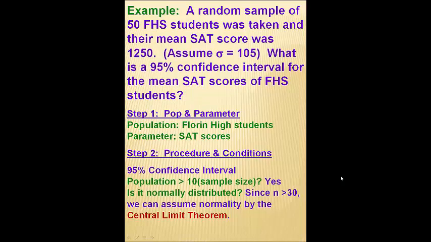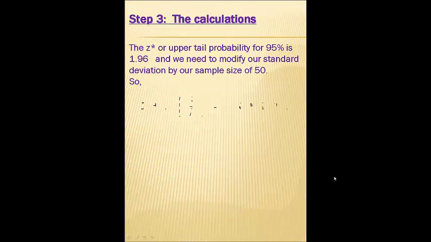The procedures and conditions: the confidence interval. Is the population greater than 10 times the sample size? Yes. Is it normally distributed? n is greater than 30, so we can assume normality by that. One thing we need to check for proceeding with caution is whether it says it was random. It does say it was a random sample, so we're good with that. So it's normal, population is 10 times greater than sample size, it's a confidence interval, and it was random, so we can go on to step 3.